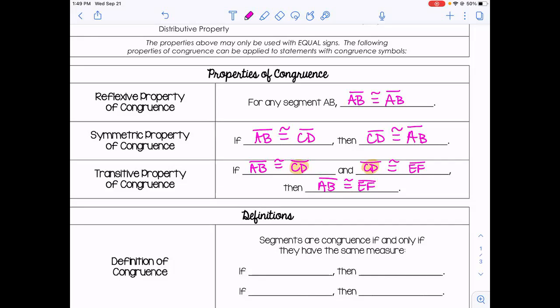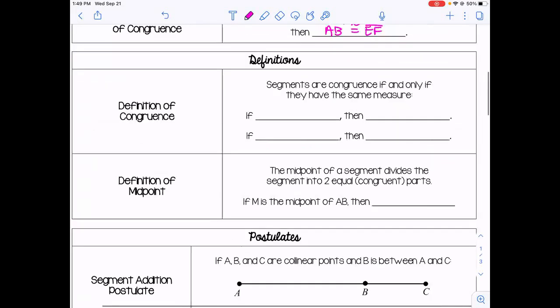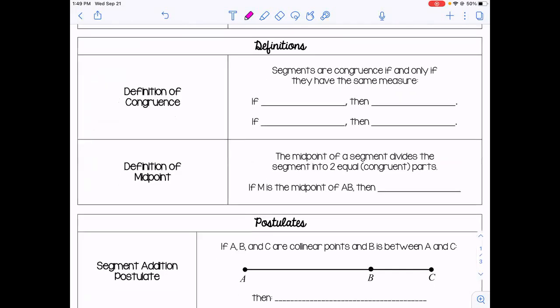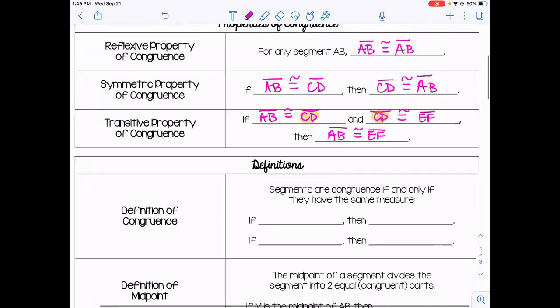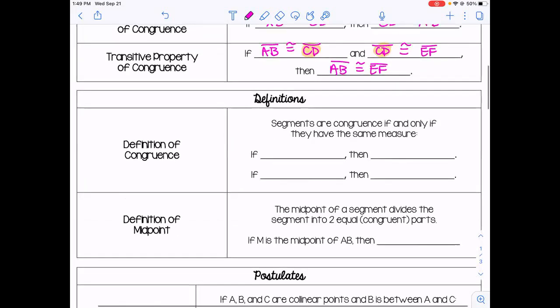My paper is really wet. Okay. Now, definition of congruence. Yeah, wait, what was the last one? Right. Sorry. Don't even think about it. Put away the water.